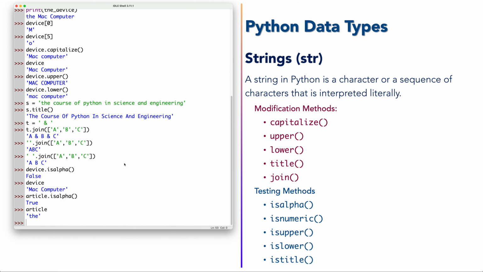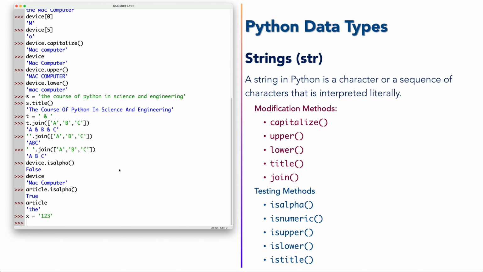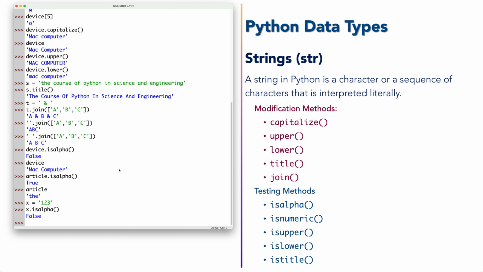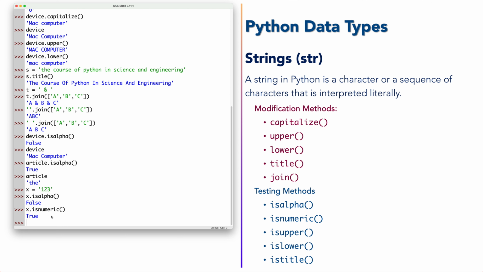X equals 1, 2, 3. This is a string. This is 1, 2, 3. It's not 123, okay? So if I say X is alpha, it's false. Is X numeric? Yes, it is numeric.